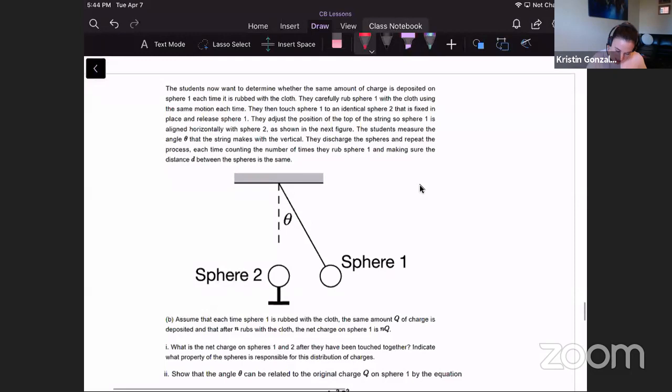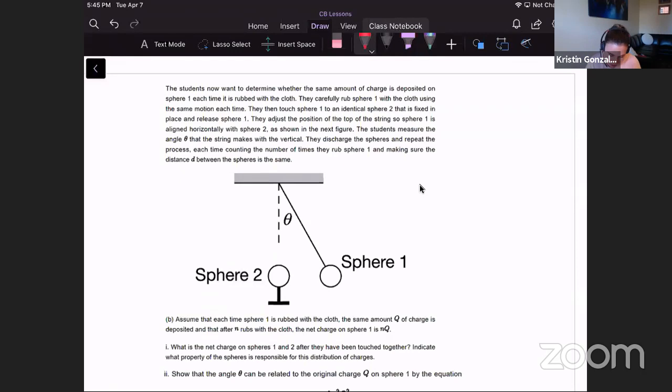Okay, so then we want to know whether the same amount of charge is deposited on the sphere each time we rub it with the cloth, right? So I rub with the cloth, I give it a little bit of charge, Q. I rub it again the same way that I rubbed it before. Does it now have 2Q, right? We want to know, does the same amount of charge accumulate on there every time I use that cloth?